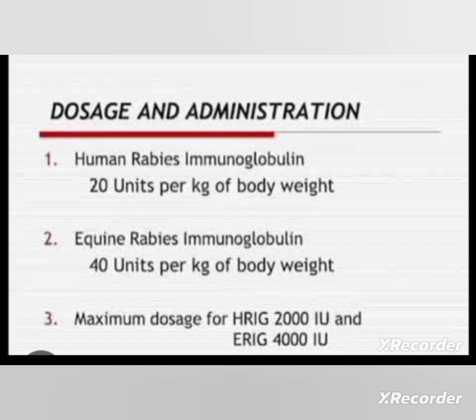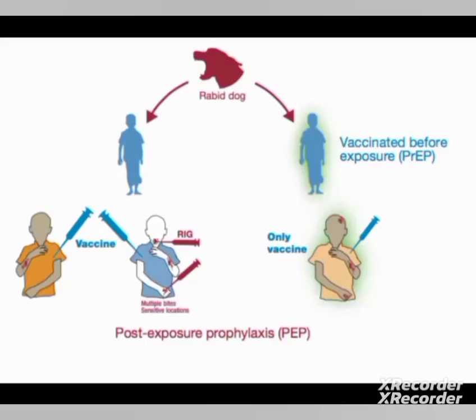So the sensitivity test is essential for the ERIG, but human rabies immunoglobulin is also available, but it is too costly and it has no side effects. And the maximum dosage for HRIG is 2000 international units, and for ERIG 4000 international units, and all the immunoglobulin dosing is based on the weight of the patient.